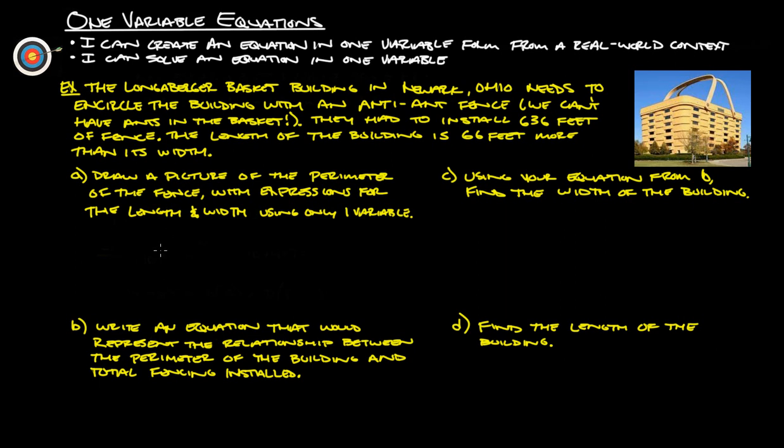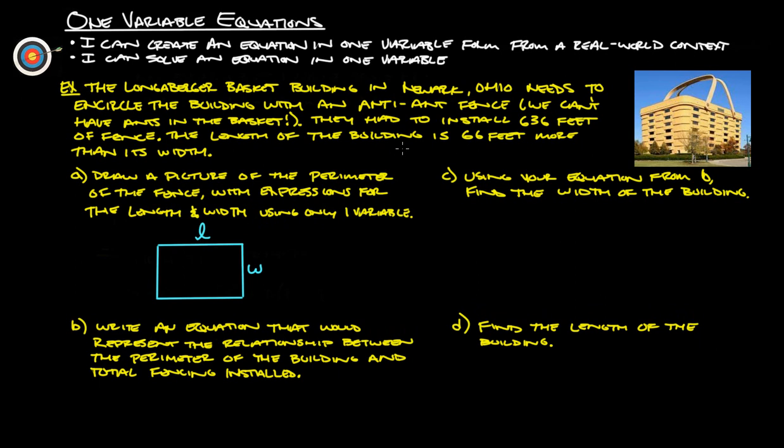So first thing is, let's draw a picture of the fence that's going to go around the picnic basket. Imagine the picnic basket building in there, like a helicopter view, looking straight down on top of it. We can say that this is the length, and this is the width. Now it says to write an expression for the length and width using only one variable.